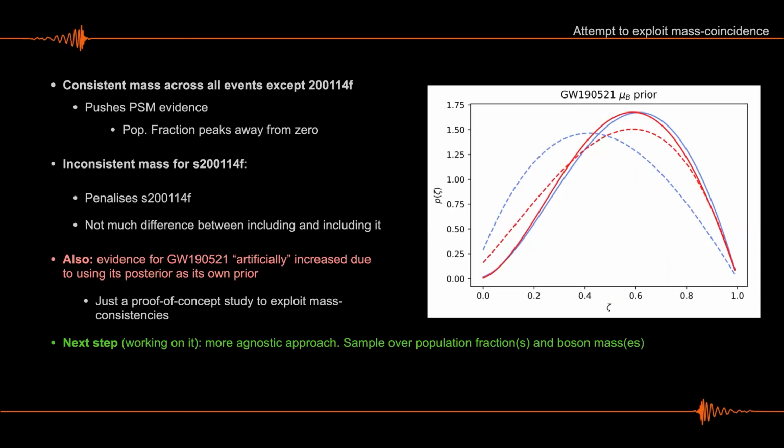This is not to say that this is the actual population of boson stars within these events, and so forth. This is just an example of how you can fold in the mass consistencies to do this kind of study. Also, there is a caveat here, which is maybe evident for some people. That is that for the case of 190521 itself, I'm kind of artificially pushing it further as a boson star merger because I'm using as a prior its own measurement. So that's something that one should not really want to do. So we're working now on more agnostic approaches to... You just impose that the masses should be the same, but without assuming. Yes, that's what we're doing now.